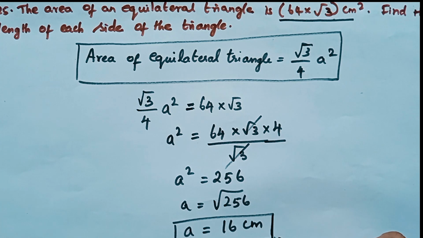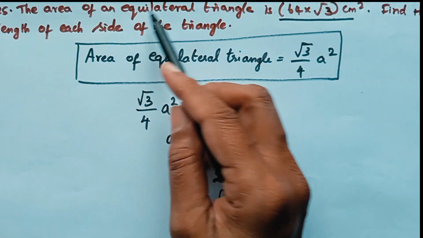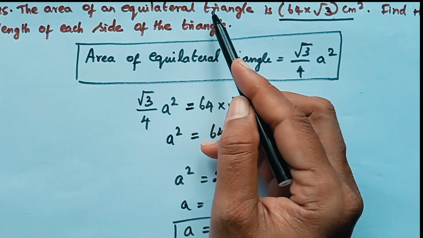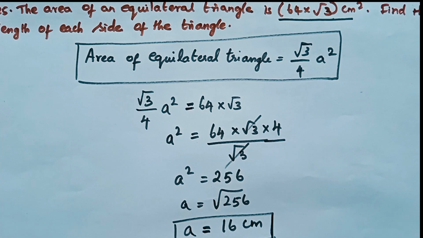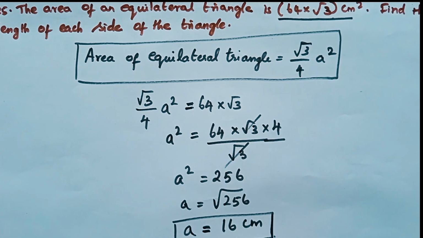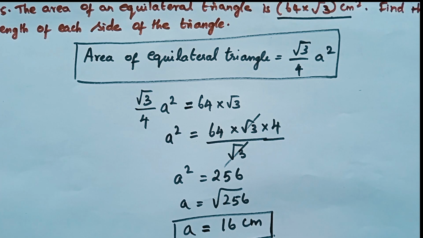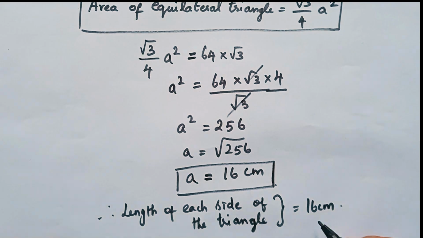So this is the answer for the above question. We need to find the length of each side of the triangle. Since it is an equilateral triangle, all the sides are equal. So if you find the length of one side, all the sides will be equal. So the length of each side of the triangle is equal to 16 centimeter. This is the answer for the above question.